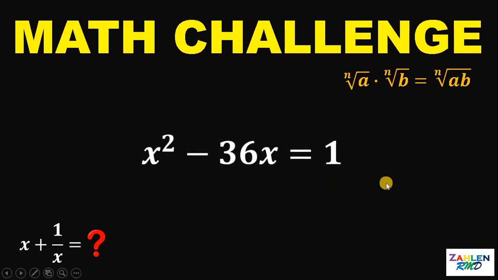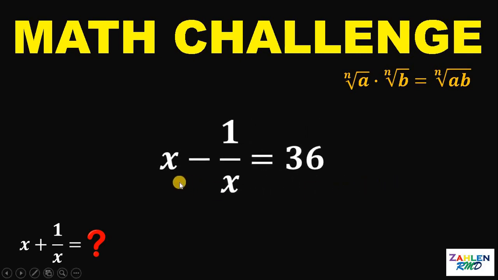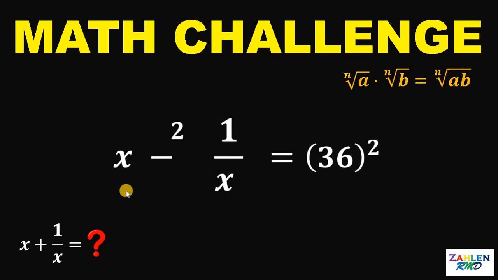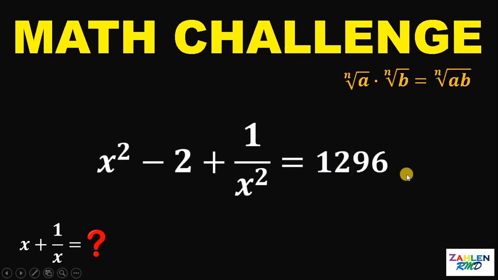Now, divide all terms by x. And then, rearrange some terms a little bit. We have x minus 1 over x equals 36. We have now the value of x minus 1 over x, but we want the value of x plus 1 over x. So what we're going to do to this equation is to square on both sides. Now, the left-hand side is equivalent to x squared minus 2 plus 1 over x squared. And 36 squared is just 1,296.